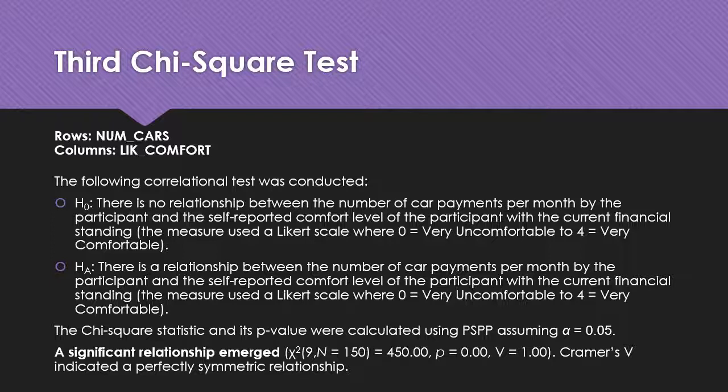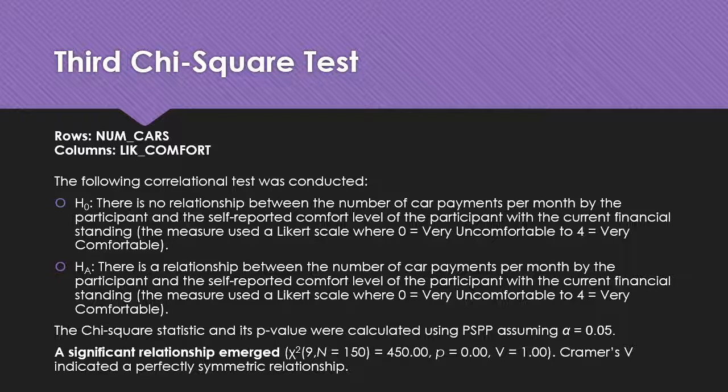This third chi-square test shows the correlation between the number of car payments per month by the participant and the self-reported comfort level of the participant with their current financial standing. So the null hypothesis is that there is no relationship, whereas the alternative hypothesis is that there is a relationship between the number of car payments per month by the participant and the self-reported comfort level of the participant with their current financial standing. The chi-square statistic and its p-value were calculated using PSPP, assuming an alpha of 0.05.